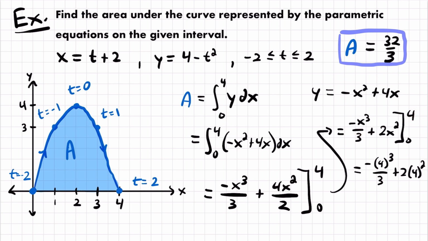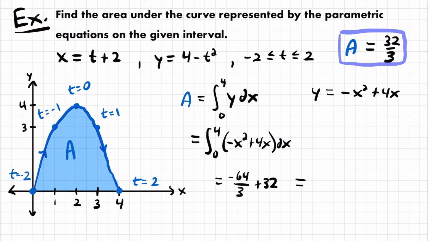All right, now to simplify, 4 cubed, that's equal to 64. So this is equal to negative 64 divided by 3. And then we have 2 times 4 squared. 4 squared is 16 times 2 is 32. So we have plus 32. And 32 would be the same as 96 thirds if you multiplied it by a form of 1, 3 divided by 3. And so if I clean up my work, this integral will be equal to negative 64 thirds plus 96 thirds. And negative 64 plus 96 is positive 32. And so this is equal to 32 thirds. The same exact area that we found when we calculated it using the integral in terms of t.